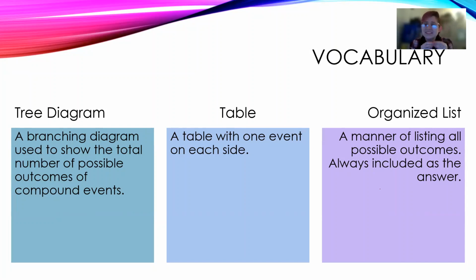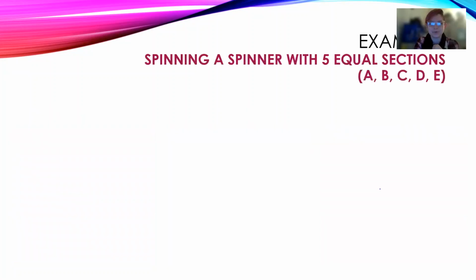And finally, your organized list at the end is a manner of listing all possible outcomes. And it's your answer. This is very good for simple events because there's only one thing that's going on. Let's look at an example.